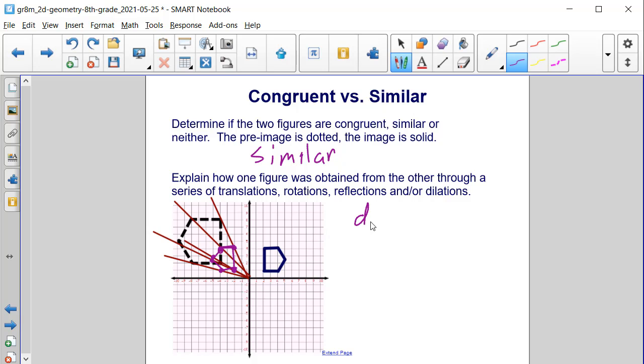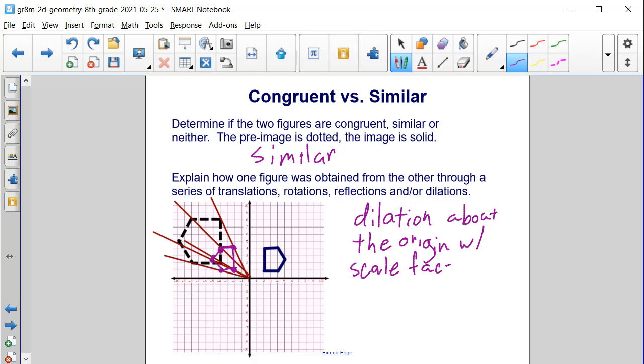So we have a dilation about the origin with a scale factor of 1/2. We made it half of the size.